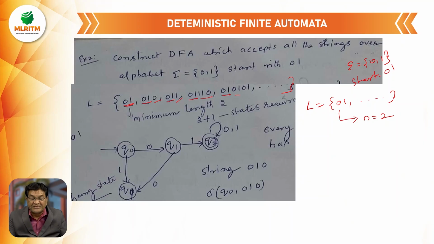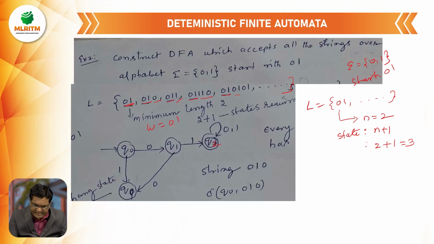But how many states are required to construct the transition diagram of the DFA? Here the states are n plus 1. What is the n value here? 2. 2 plus 1 is 3. How many states for the transition diagram? 3 states. So that's why, here the string W is 0, 1. Q0, Q1, Q2. There are three states taken.